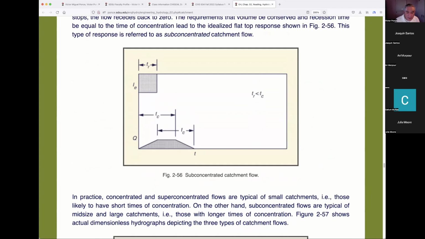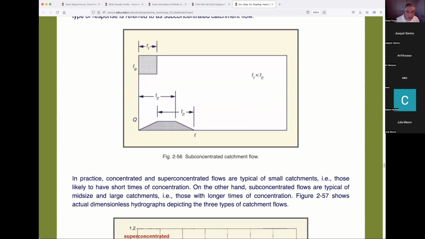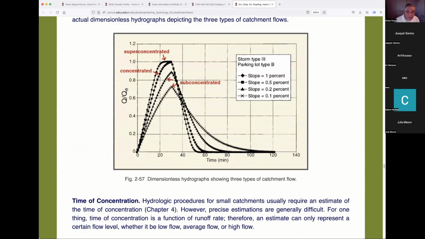So we have the sub-concentrated catchment flow over here. We also have a calculation of what I just said: sub-concentrated, concentrated, and super-concentrated flow. You can see here that the sub-concentrated flow never reached the peak. The peak is over here. It never reached the peak and it was cut, so it had to become sub-concentrated. The concentrated flow reached the peak. It was just able to reach the peak. And the super-concentrated reached the peak earlier.